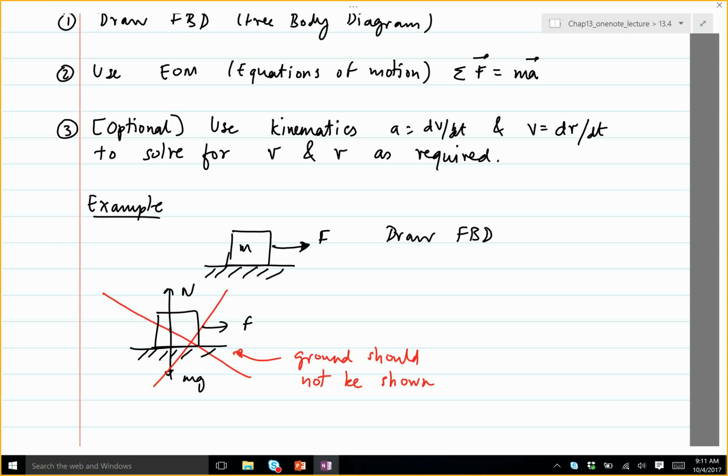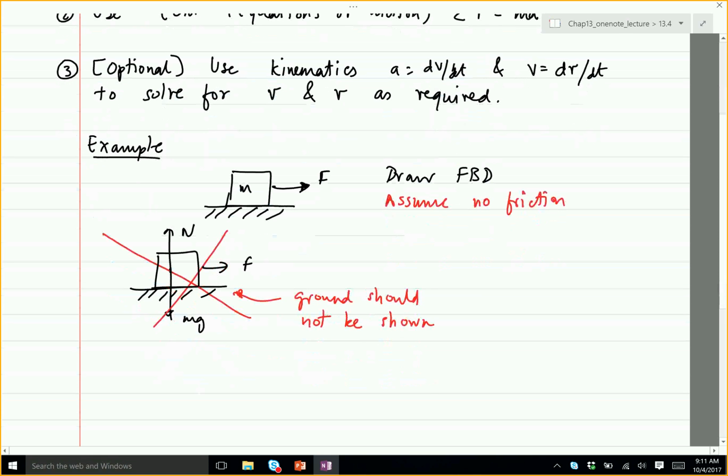But in this case, there's no friction. Assume no friction. Unless you're told, don't assume friction. So the right way to draw the free body diagram is to only draw the mass. That's why it's called a free body diagram. You're freeing up bodies. Question?